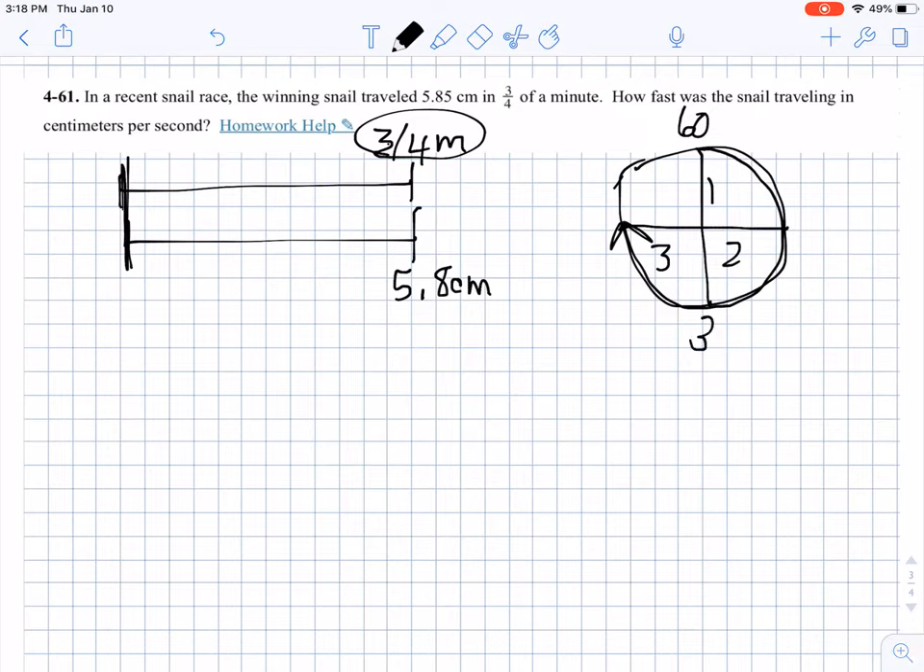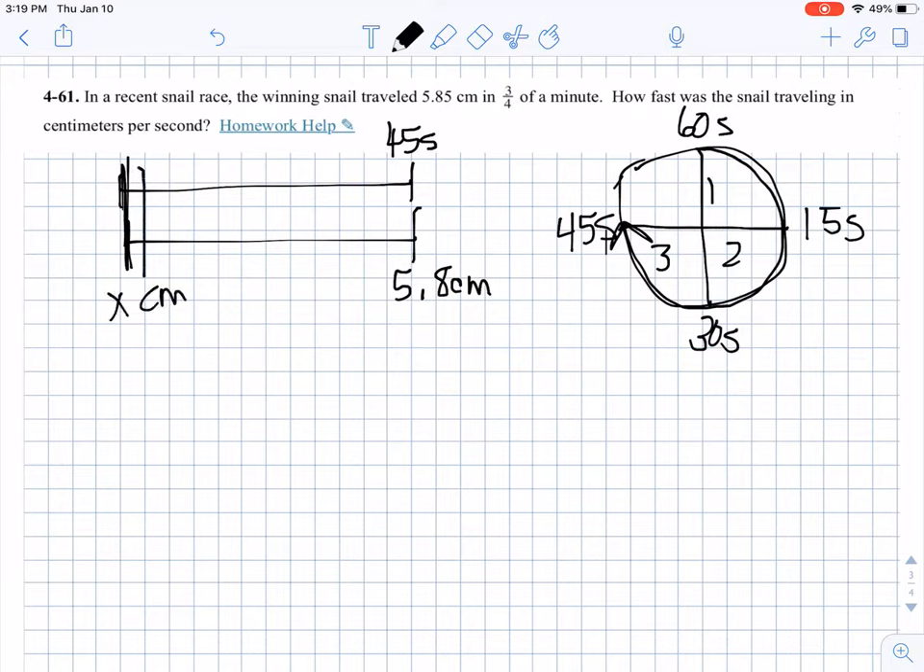Half of a minute would be 30 seconds, right? So 1/4 of a minute would be 15 seconds. So 3/4 is 45 seconds. So instead of writing 3/4 of a minute, I can write 45 seconds. So now we want to know how fast the snail is traveling in 1 second. So how many centimeters, so x centimeters, in 1 second?